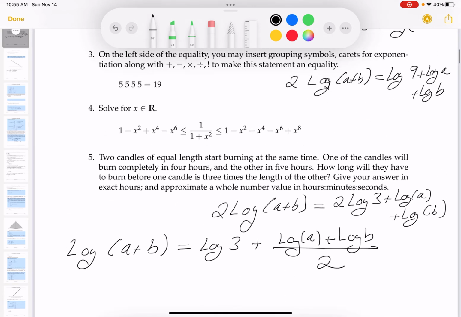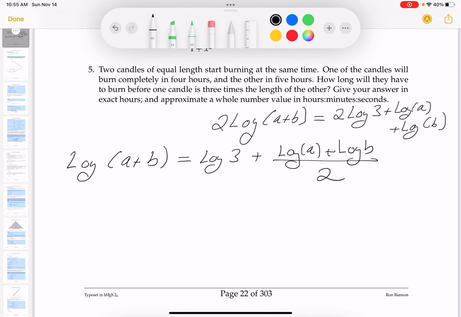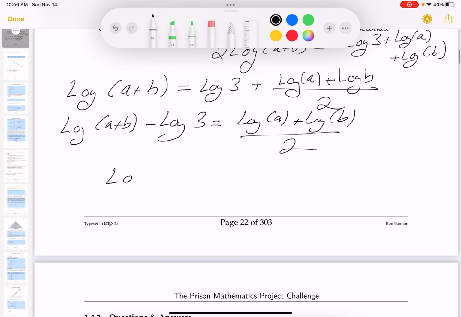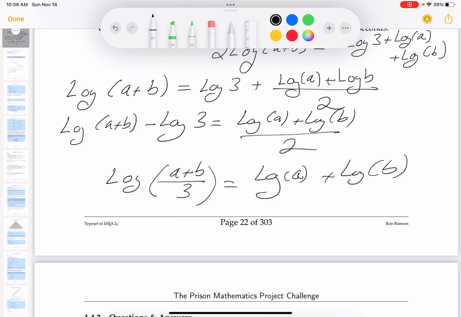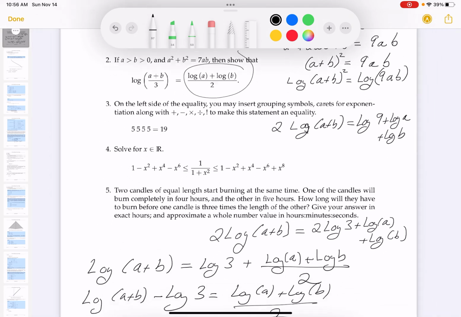I'm getting really close. All right, I have this part. I don't have the other part, though. So I'm going to subtract now. So log (A plus B) minus log 3 is going to be (log A plus log B) over 2. I have it now. What is it going to be? Log of (A plus B) over 3 equals (log A plus log B) over 2. Let's see if we did that. And yeah, we did it. All right, I'm going to go to the key.